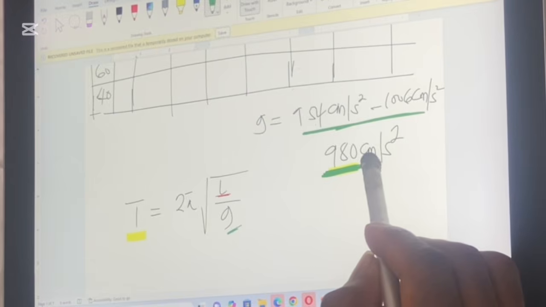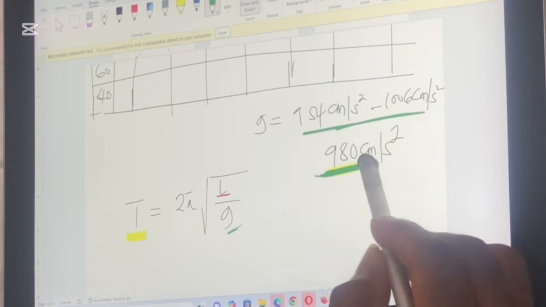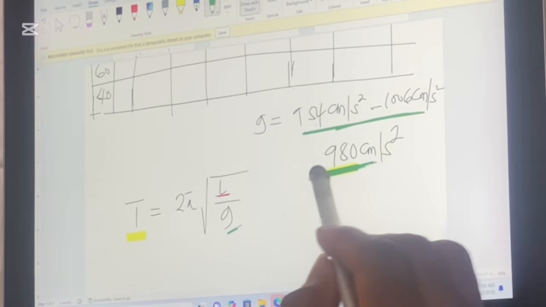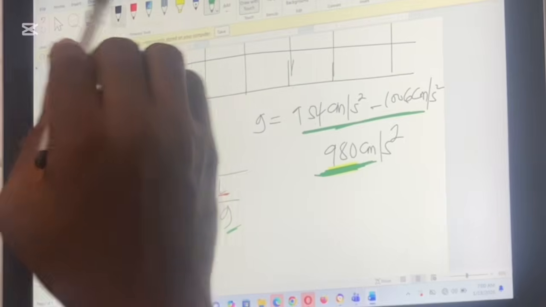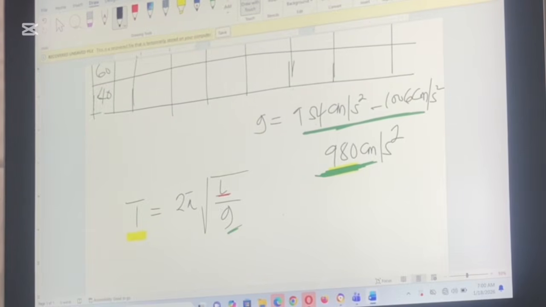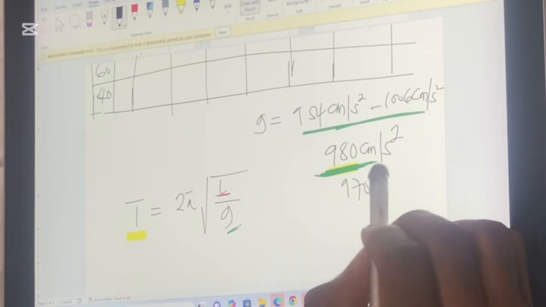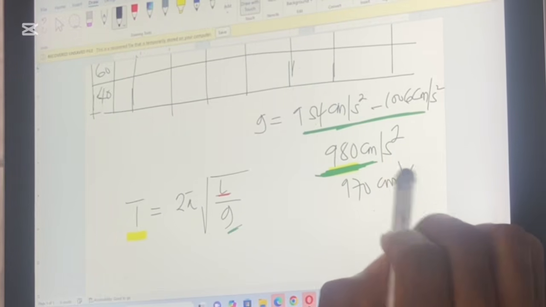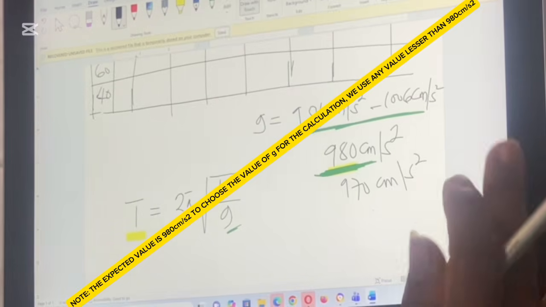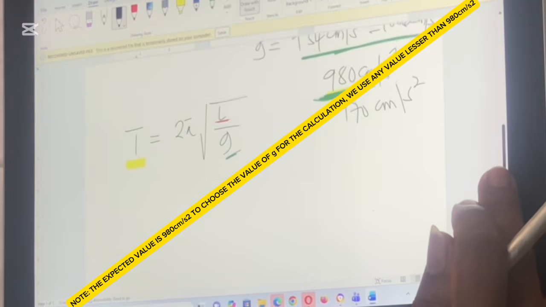Please understand this. I'll choose a value that is closer to this, but not the exact value. So when you choose that value, we'll choose 970 cm per second square. Okay, so let's input the values here.